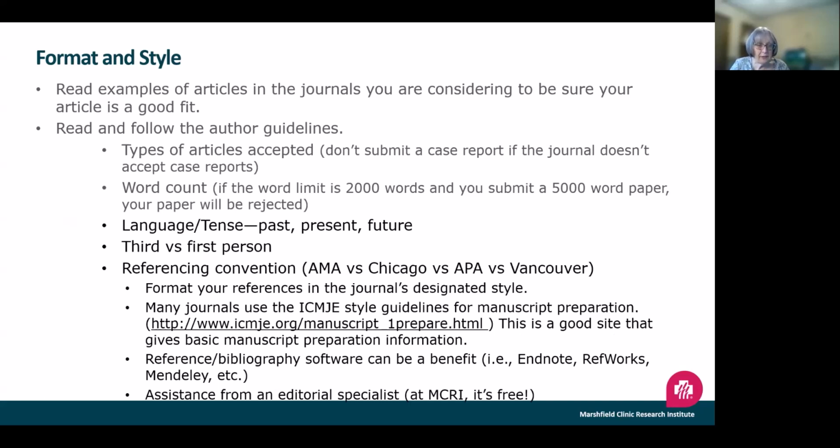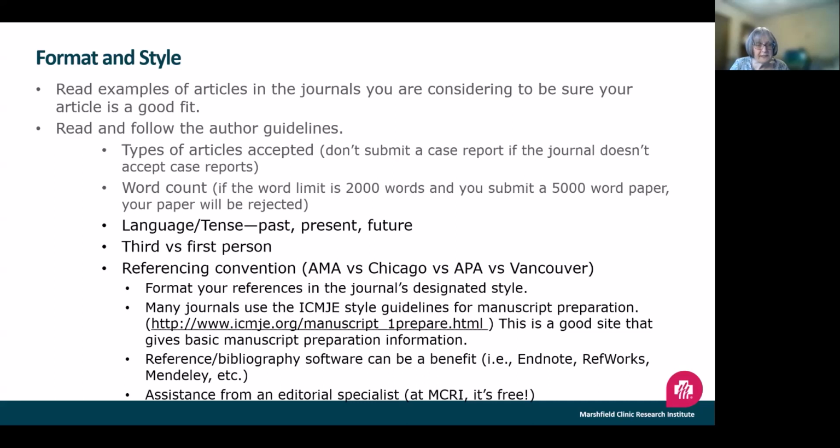Look at your language, the tense, past, present, and future. Third person versus first person. It used to be standard that research papers were written in third person. That's kind of changing now. A lot of papers are now being written in first person.